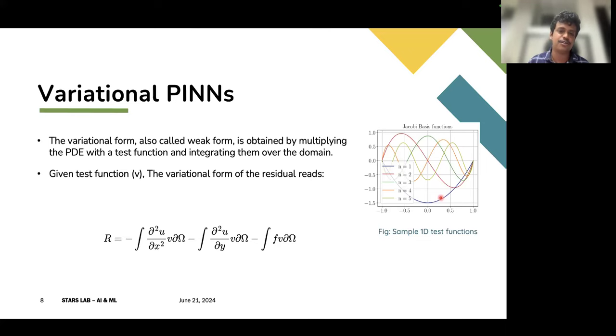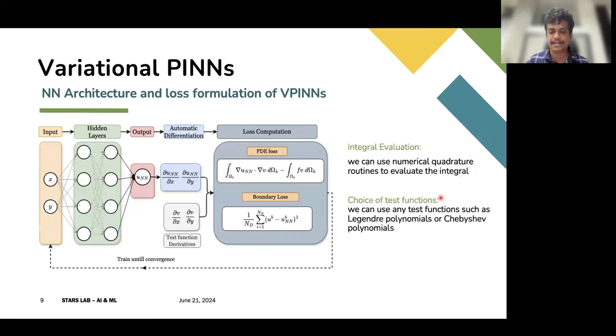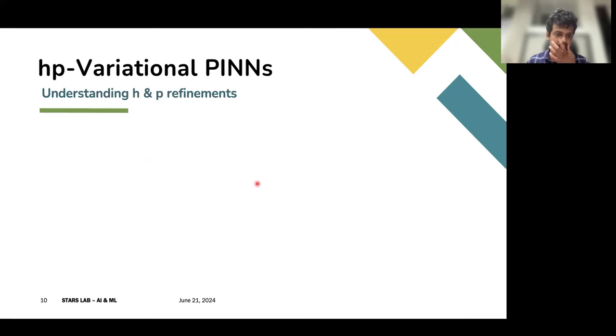So in variational PINNs, instead of using the strong form of the equation, we use the variational form of the residual for training. A couple of challenges that might immediately pop up are how do you evaluate this integral, and what kind of test functions can be used. Integral evaluation can be done using numerical quadrature routines. The choice of test function generally depends on your problem. The most commonly used are either Legendre polynomials or Chebyshev polynomials, or in a broader class, any form of Jacobi polynomials.